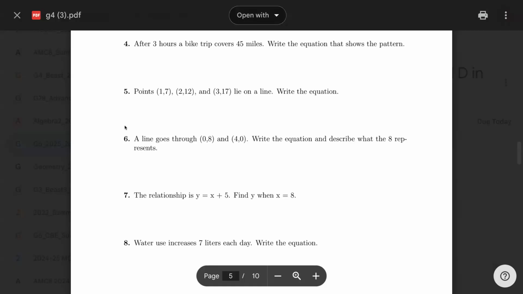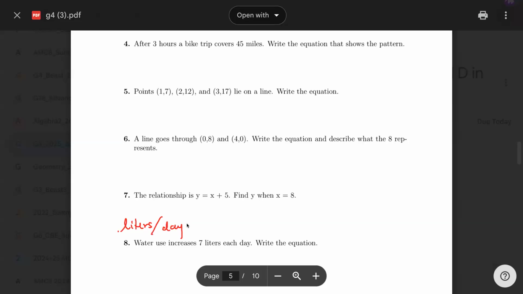Okay, now let's see. Water use increases 7 liters each day. How to write the equation for that? Send the equation in chat to me. So what are the two variables here? What are the two quantities we'll be comparing? Always we'll compare two quantities. What are those two quantities? Liters and days.